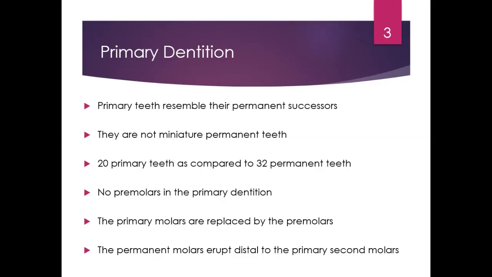You have 20 primary teeth as compared to 32 permanent teeth. No premolars in the primary dentition. The primary molars are replaced by the premolars. So always remember that in case you're ever questioning during your clinical examinations. The permanent molars erupt distal to the primary second molars.